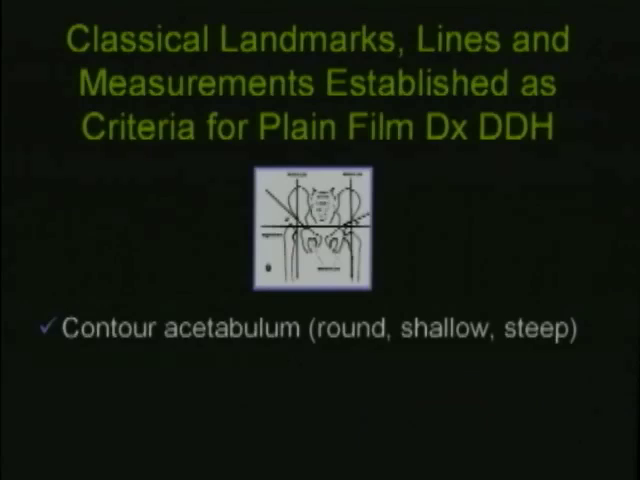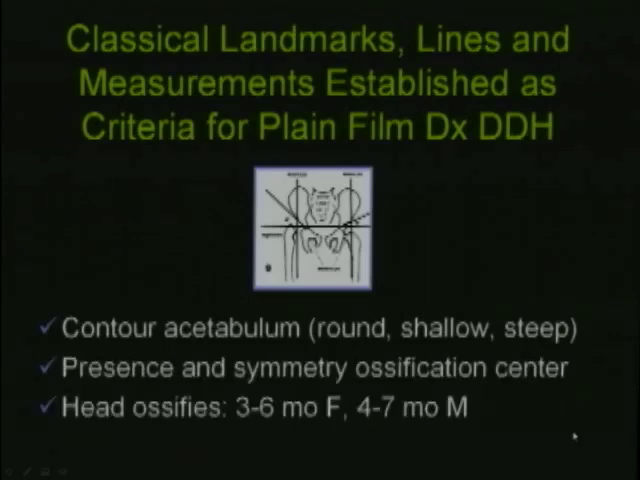Certain classical landmarks, lines, and measurements were established as criteria for plain film diagnosis of DDH. First of all, it's important to look at the acetabulum to decide: is it round, is it shallow, is it steep? It's important to look at whether the ossification centers in the femoral heads are formed and whether they appear symmetric, because there may be a delayed ossification in the side that has developmental dysplasia. The head generally doesn't ossify until about 3 to 6 months of life.